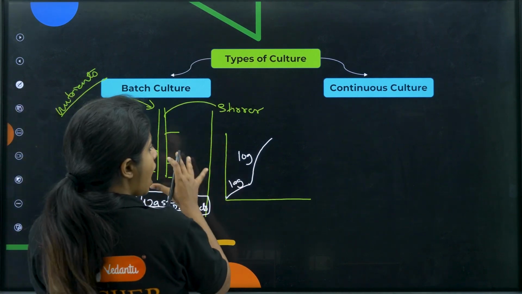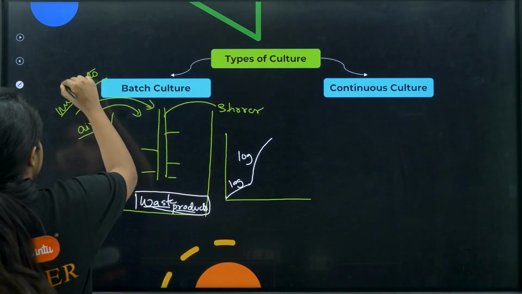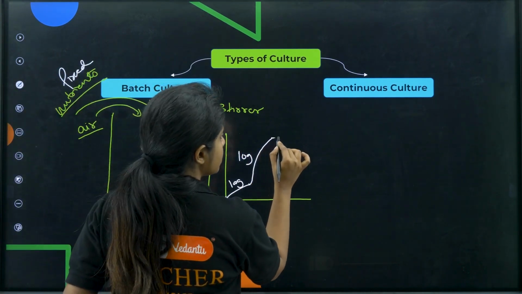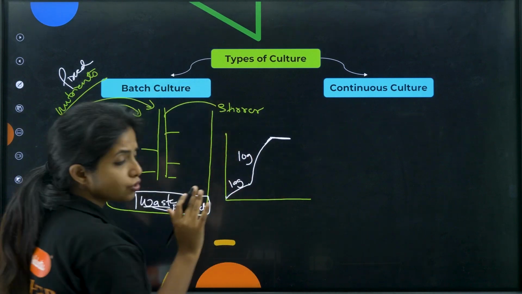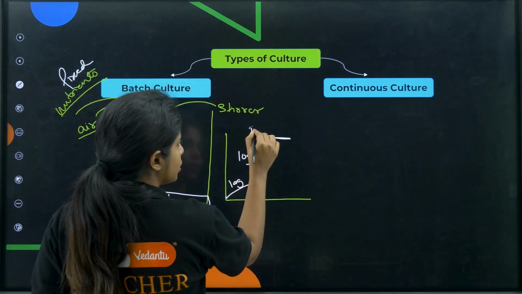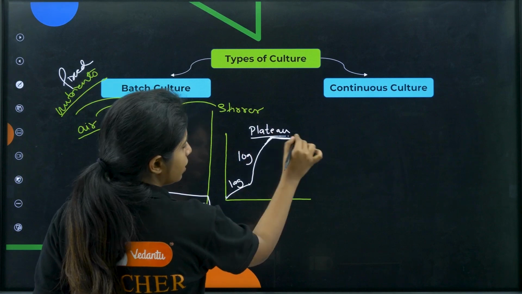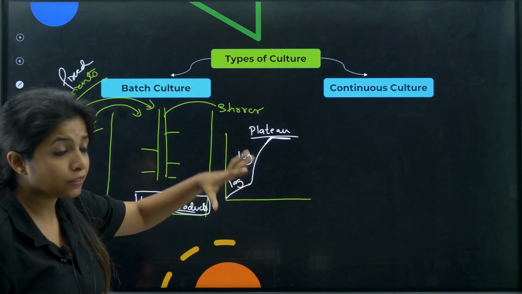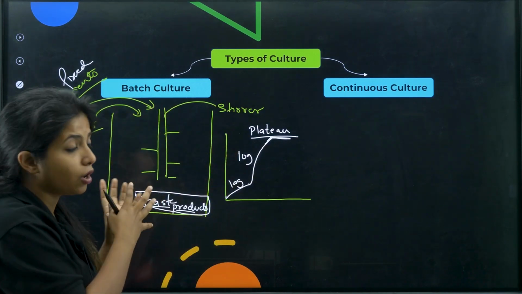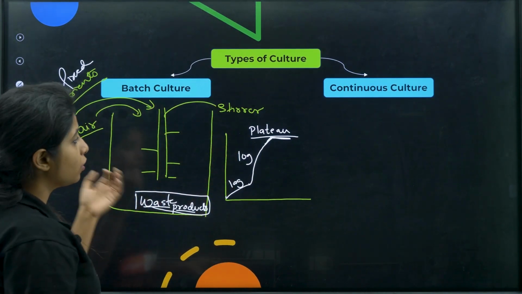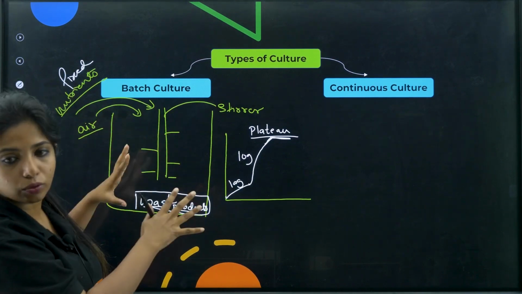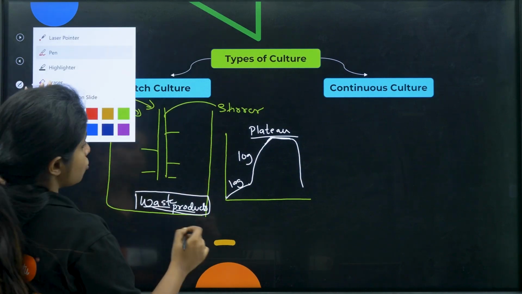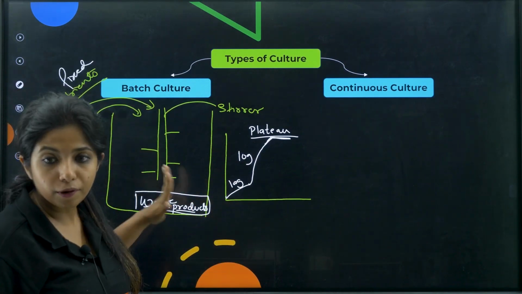So obviously, after a point of time when you are providing just fixed nutrients and air, it will reach a stage where there is no increase, and this stage is known as the plateau stage. It is just constant there. At this point of time, if you are not removing the products and everything, and you just keep it like this in this particular condition, what will happen? Slowly it will decline. We do not prefer that to happen.